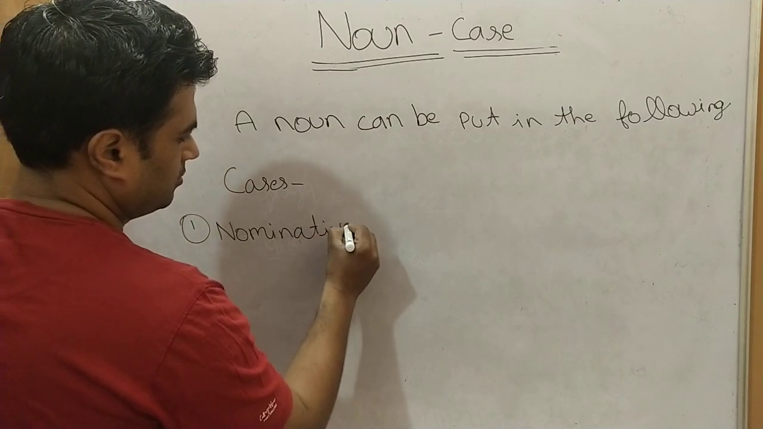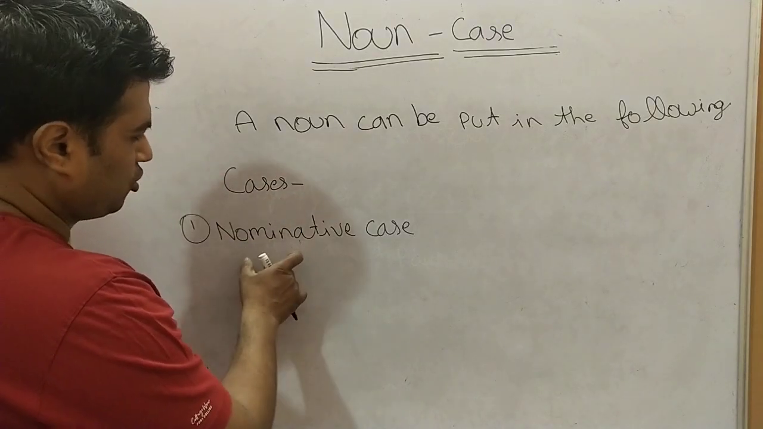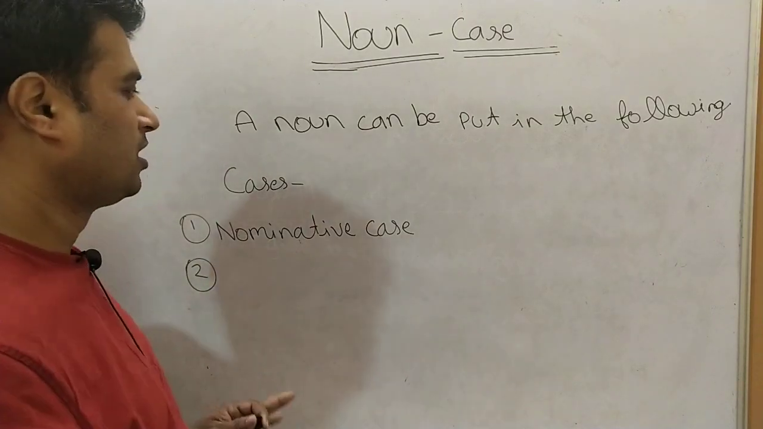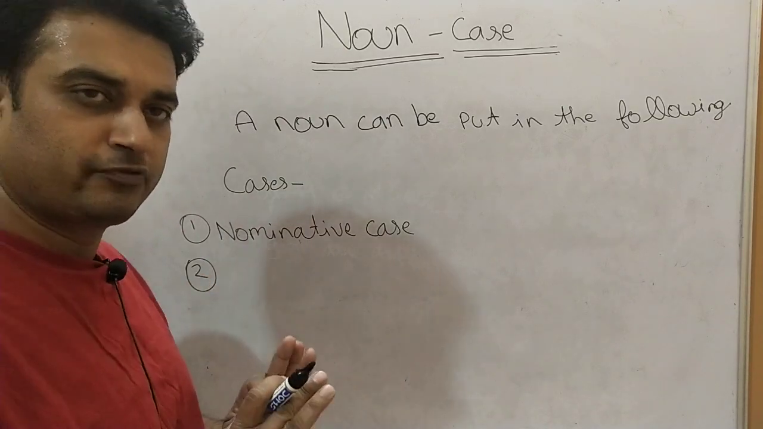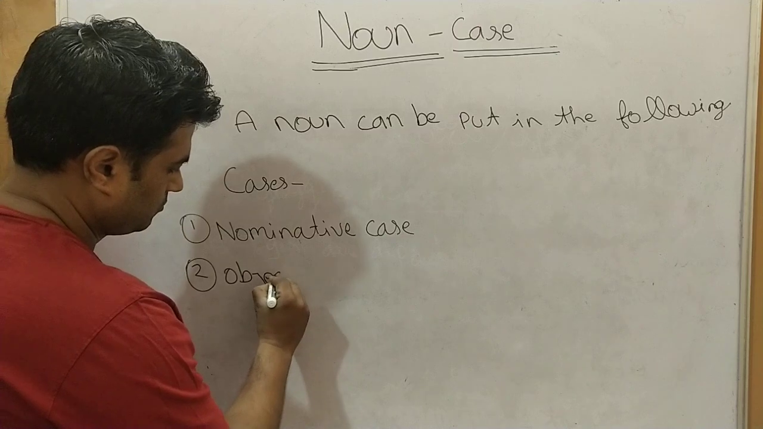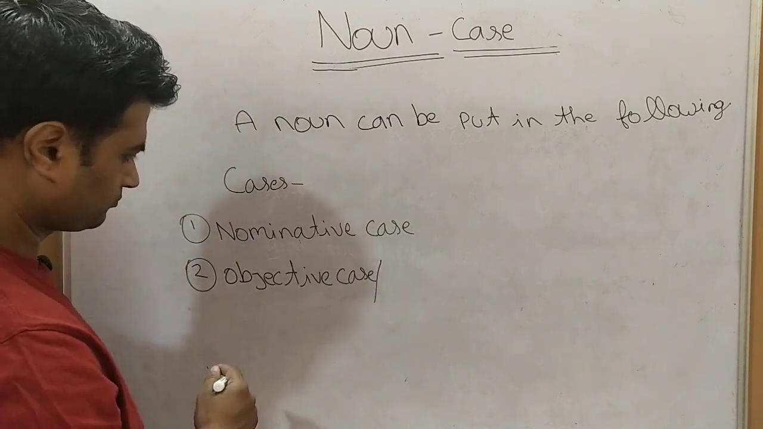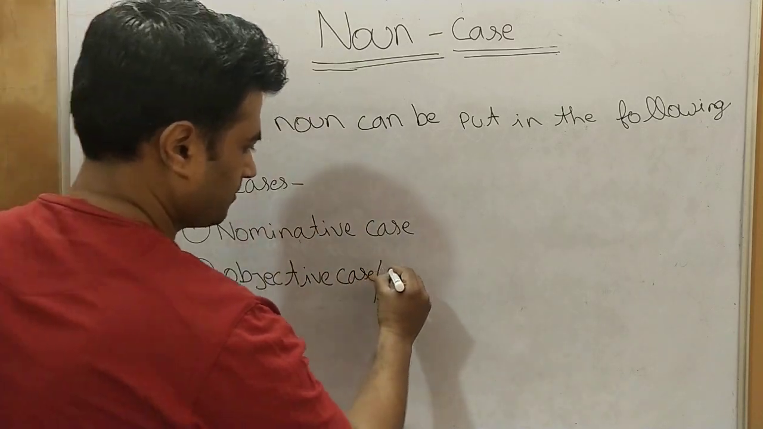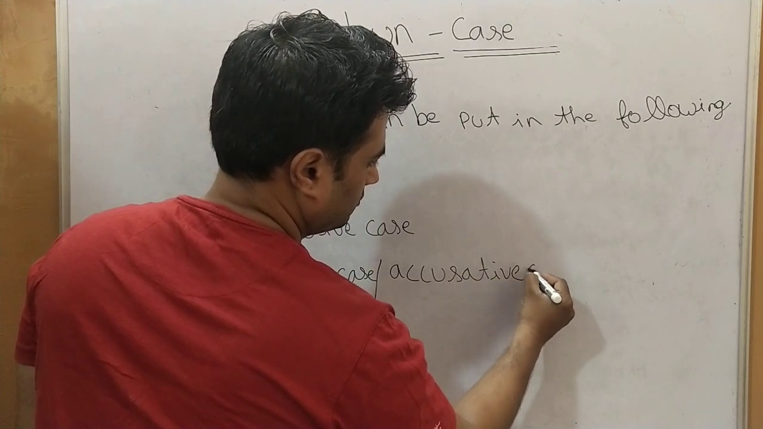Nominative case. Okay, when you read these words, nominative case and the second one is objective case, you may think that this is going to be a difficult topic, but it is very simple. Okay, I will tell you each and everything in very simple words, so it will be a very easy topic. Objective case, it has another name, accusative case.